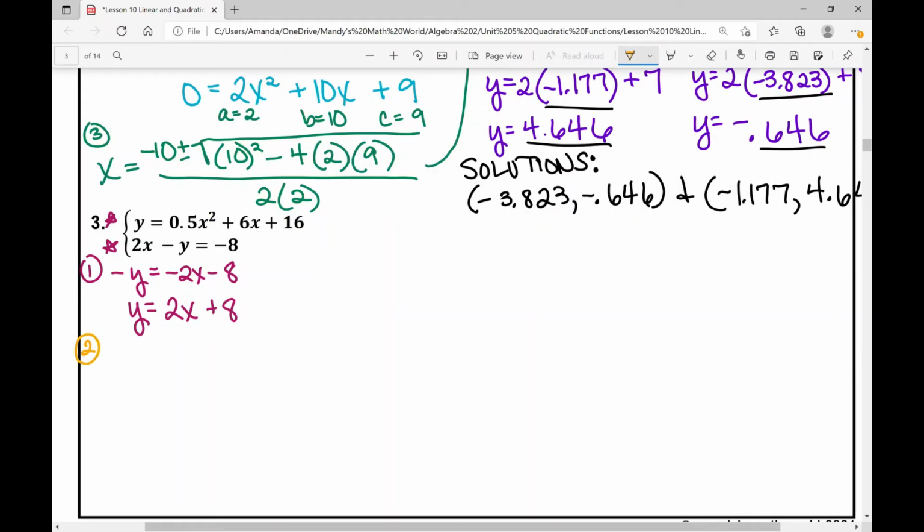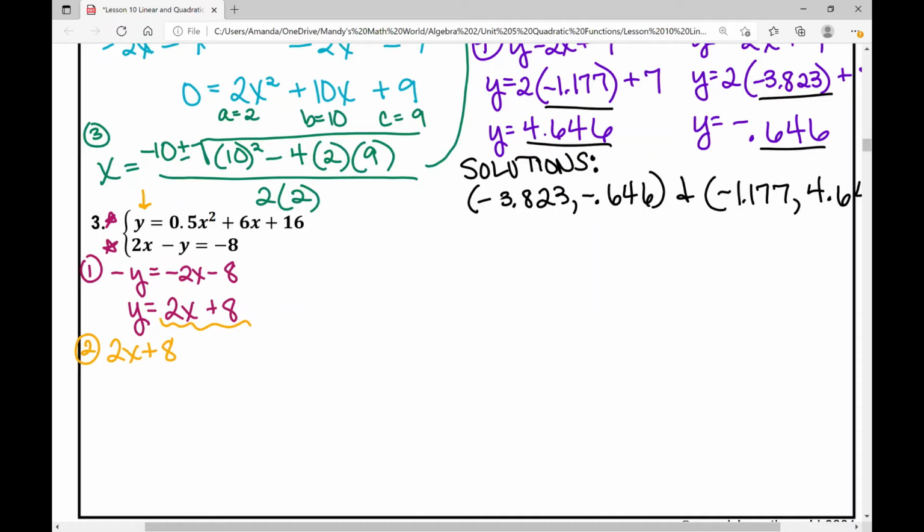My second step: if y equals 2x plus 8, anywhere I see y, I can replace it with 2x plus 8. So instead of y equals 0.5x squared plus 6x plus 16, I'm going to write 2x plus 8 equals 0.5x squared plus 6x plus 16. And we're going to do the same thing that we did in problem number 2. I'm going to subtract 2x and subtract 8 from both sides. And I get 0 equals 0.5x squared, we did that, 6x minus 2x is 4x, and then 16 minus 8 is plus 8.